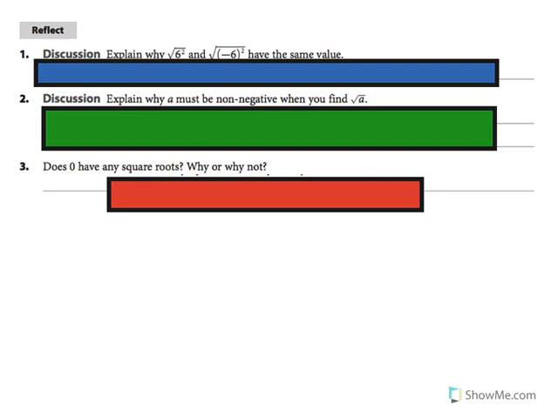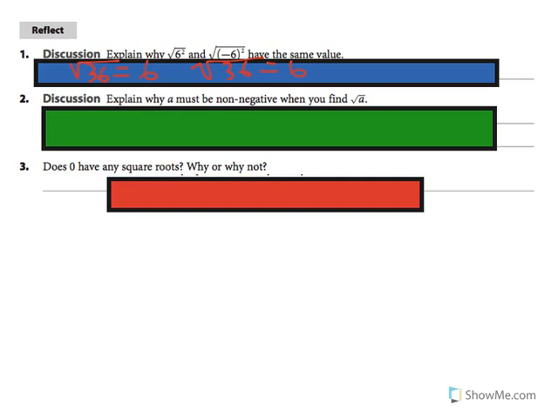Right, so now for part A, explain why square root of 6 squared and square root of negative 6 squared have the same value. Square root of 6 squared is the same as square root of 36, which we know is 6. And negative 6 squared is also 36, so this is 6. They have the same answers.